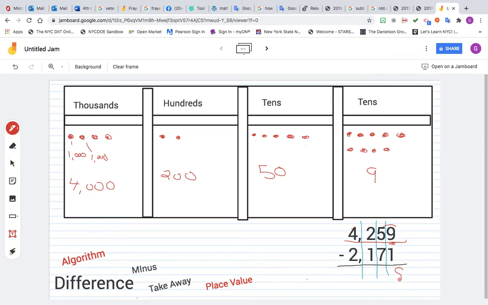All right, that is 8. Next, can you subtract 7 from 5, or 700 from 500? No, you cannot. All right, so now we're going to regroup.